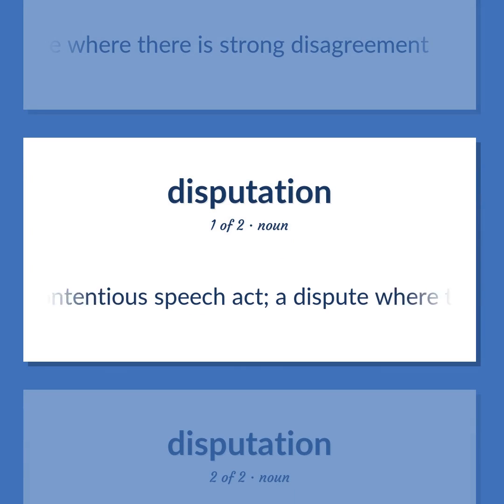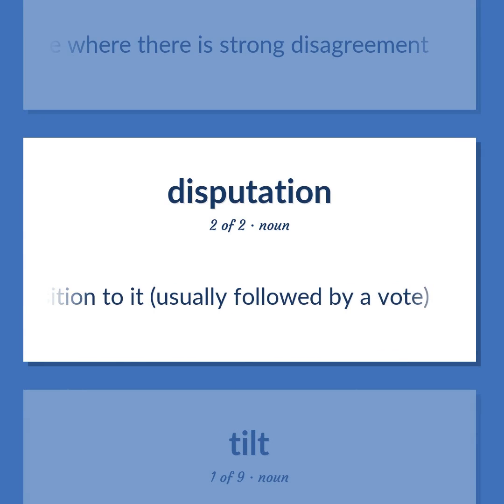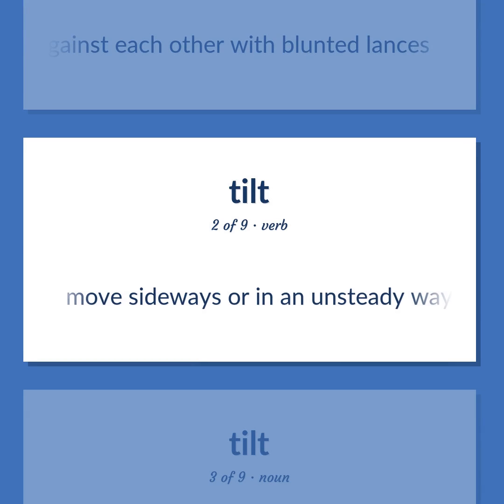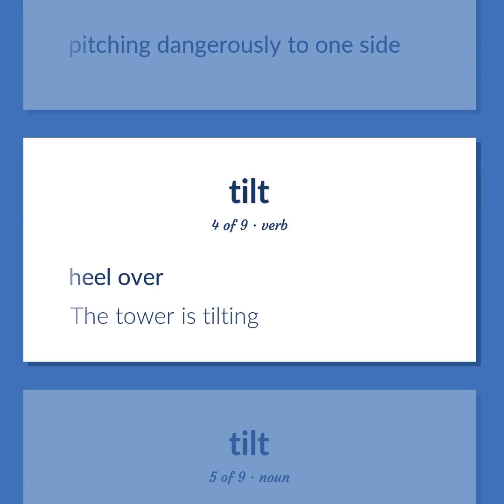A contentious speech act. A dispute where there is strong disagreement. The formal presentation of a stated proposition and the opposition to it, usually followed by a vote. A combat between 2 mounted knights tilting against each other with blunted lances. Move sideways or in an unsteady way. Pitching dangerously to one side. Heel over. The tower is tilting.